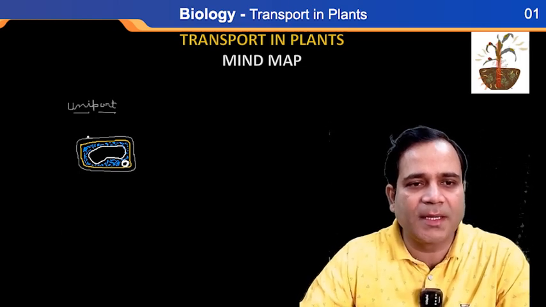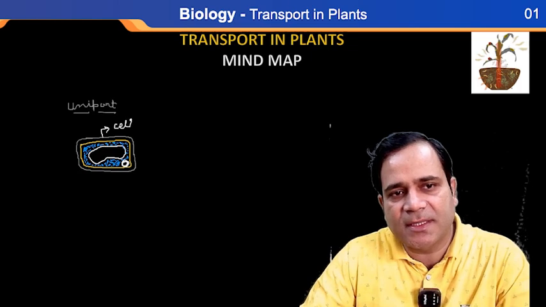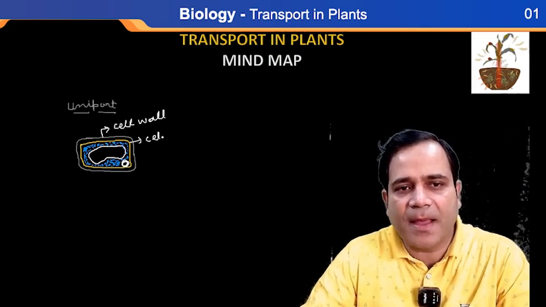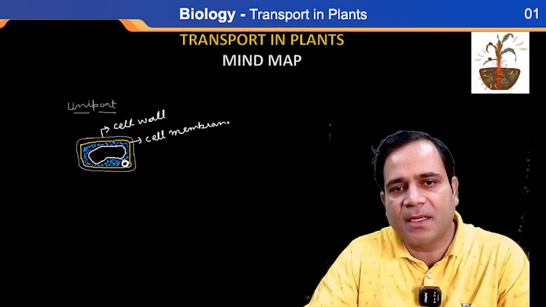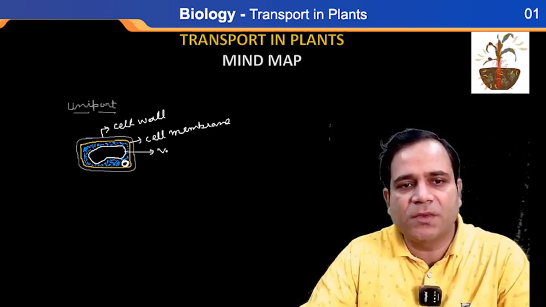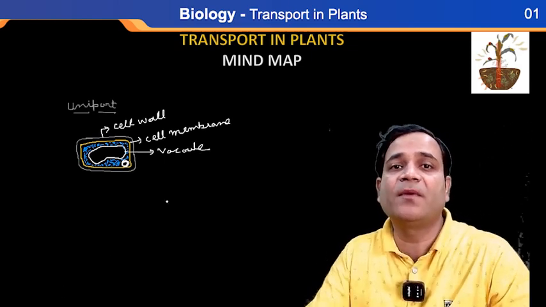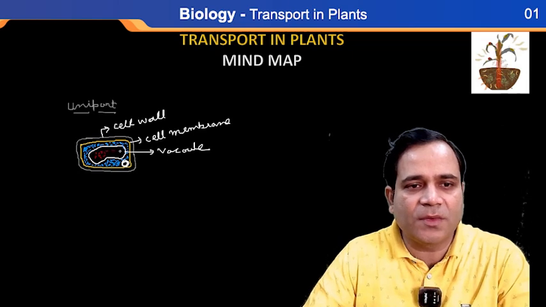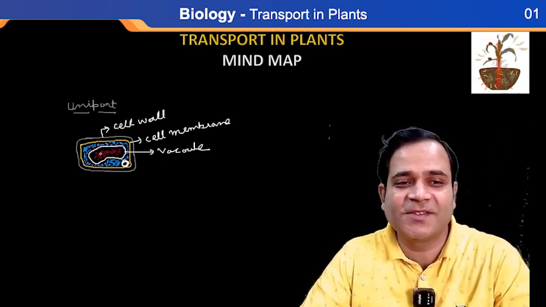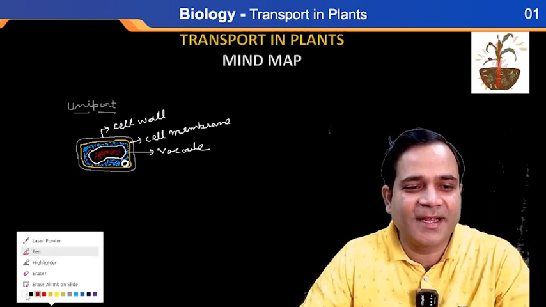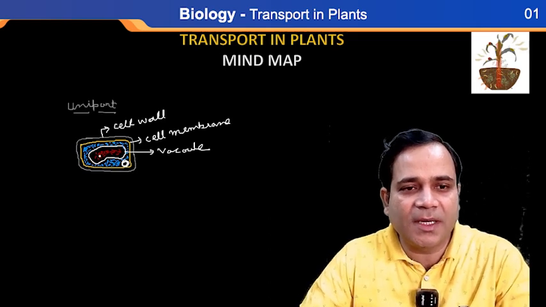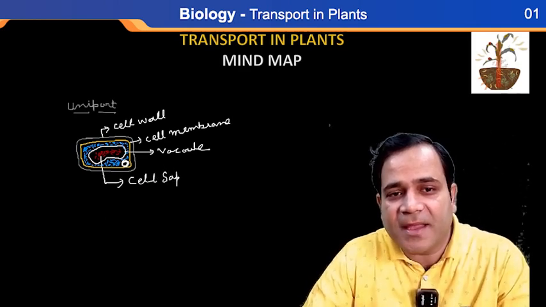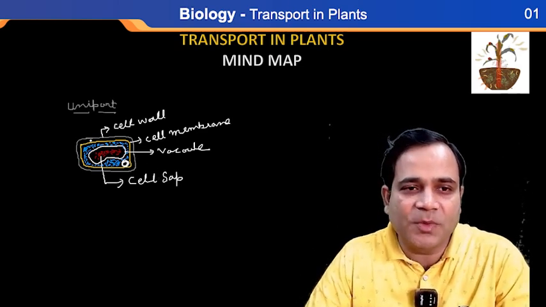Let's see what I'm doing. This is the outer wall, known as the cell wall. I'm writing cell wall, my dear. And this is the cell membrane. I'm writing cell membrane. And this is the vacuole. Most of the space in a plant cell is occupied by vacuoles, my dear. Here there is also some dense fluid. Do you know the name of this fluid? Only some of the students know about this. I'm going to label it here. This is cell sap. I'm writing cell sap. That is the fluid within the vacuoles, my dear. In blue color, what is this?